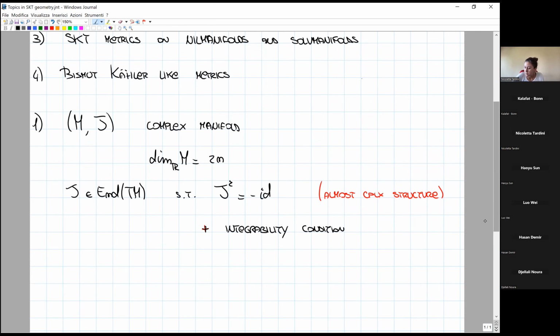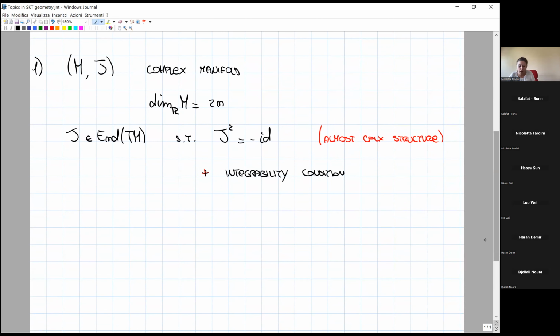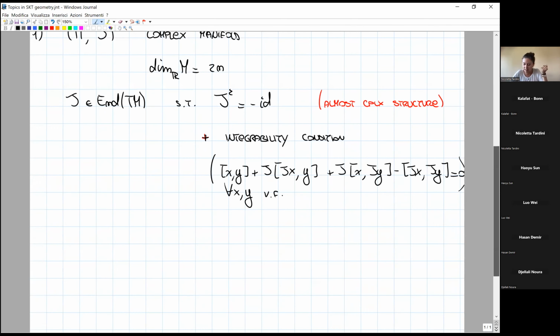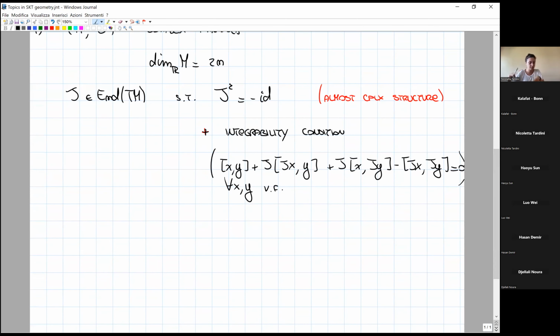And the integrability condition can be expressed in several ways. For us, this will mean that the Nijenhuis tensor vanishes. So integrability condition for us means that if we take the Lie brackets, [JX,Y] plus J of [X,Y]... more precisely, [JX,Y] + J[X,JY] - [JX,JY] - J... this is equal to zero for every vector fields X and Y. If you have a tensor that squares to minus the identity and satisfies this condition, what you have is a complex structure on your manifold.